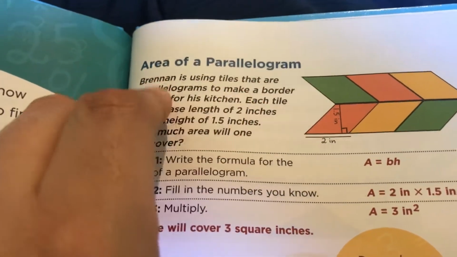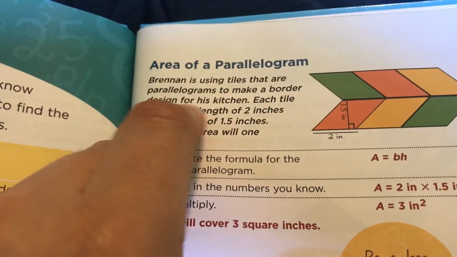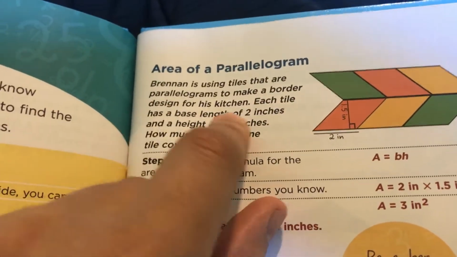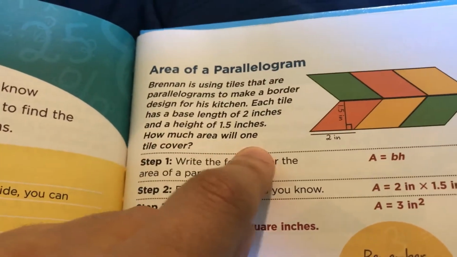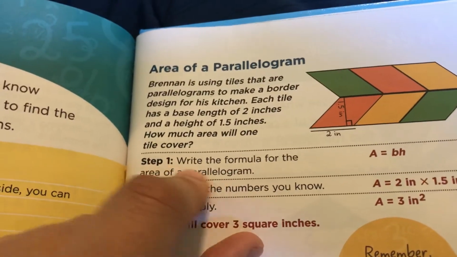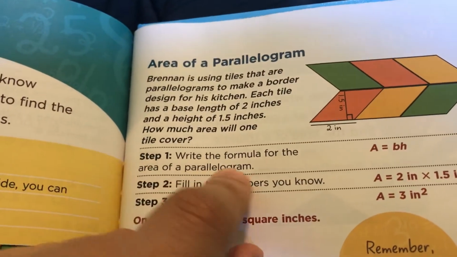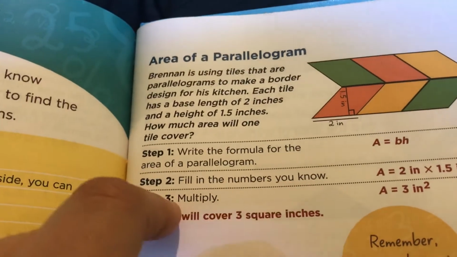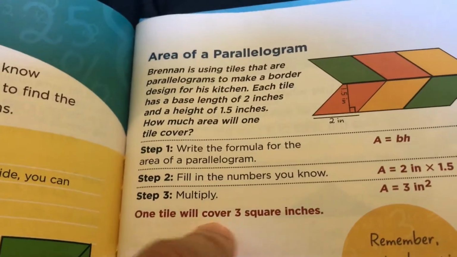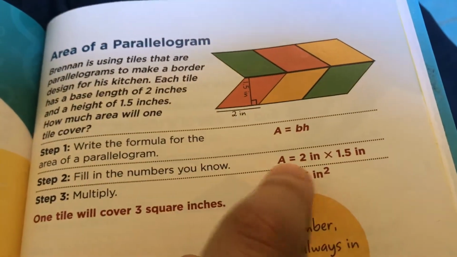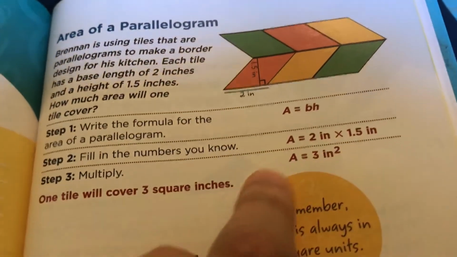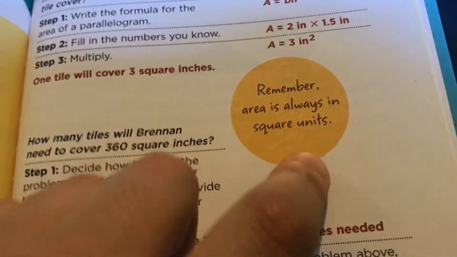Brennan is using tiles that are parallelograms to make a border design for his kitchen. Each tile has a base length of 2 inches and a height of 1.5 inches. How much area will one tile cover? Step 1: write the formula for the area of a parallelogram. Step 2: fill in the numbers you know. Step 3: multiply. One tile will cover 3 square inches. So area equals base times height. Area equals 2 inches times 1.5 inches. Area equals 3 inches squared. Remember, area is always in square units.